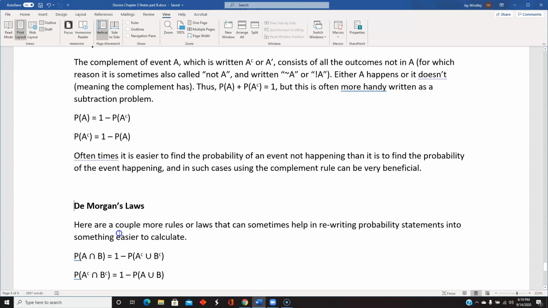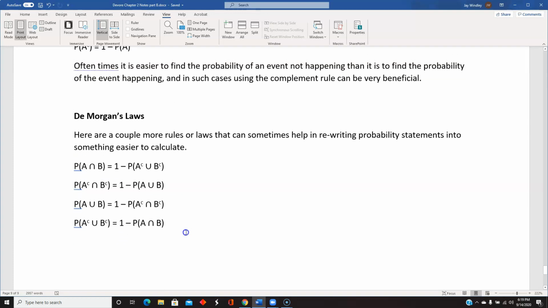And then one final thing that helps us rewrite probability statements sometimes is De Morgan's laws. And I think some of the computer science people are familiar with De Morgan's laws already, which is basically the complement of an intersection is the union of the complements, and the complement of a union is the intersection of the complements. But here I'm writing it in probability notation, and it looks like I've written 4 different things, but if you look closely, it's really 2 different things, both of them rearranged.